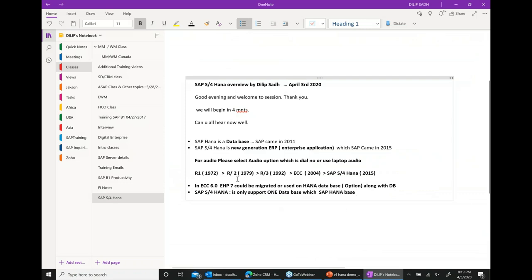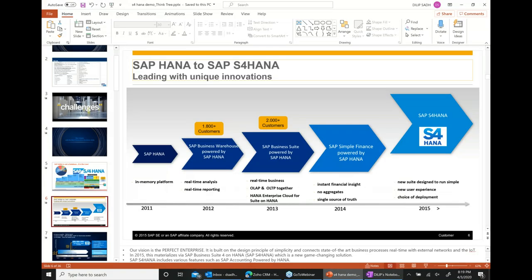So SAP HANA is a database, but SAP will use the word in-memory platform. They choose not to use the word database because for them, it is not just a database. It also has many other functions, and because of those functions, it goes beyond the database.